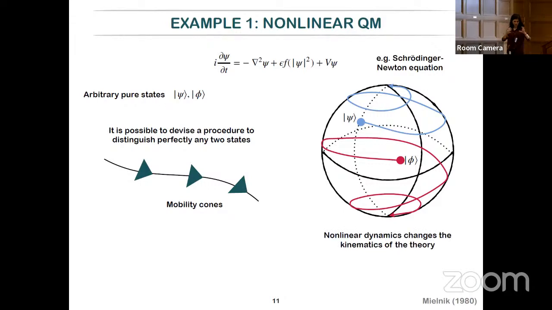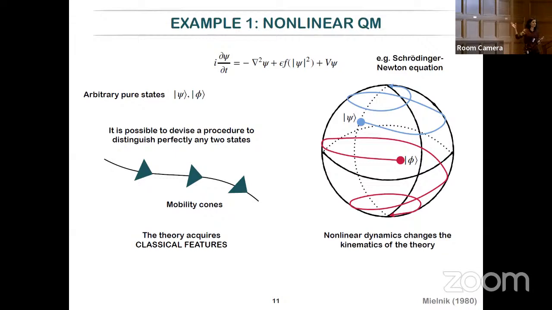Now you would have to redefine the kinematics of your theory because of this. But the important point is that the theory acquires classical features, because I can devise a procedure that allows me, in one shot, to perfectly distinguish two arbitrary states. So the theory is not that quantum after all.